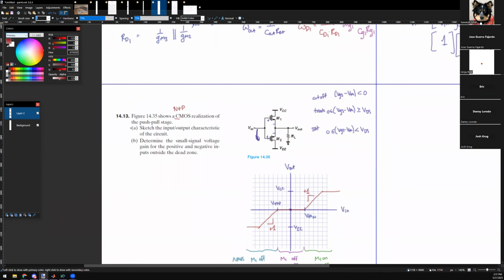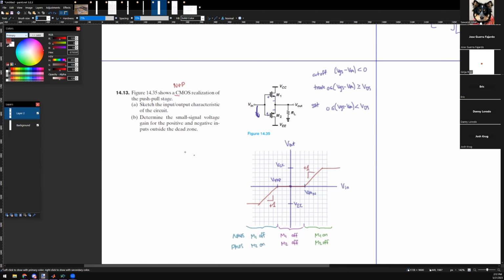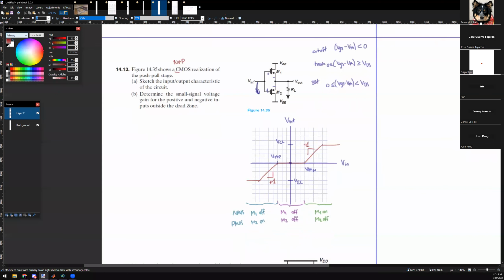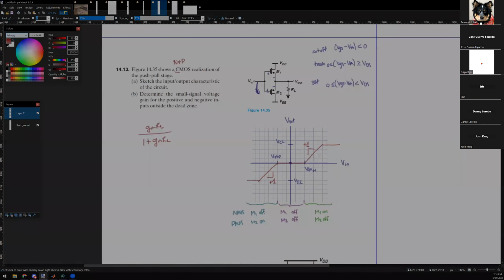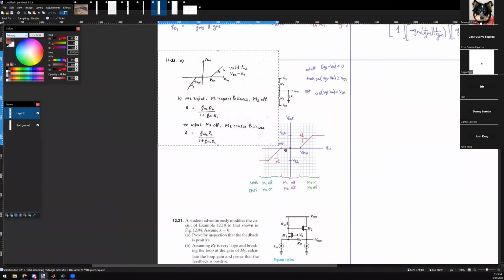Okay. Sketch the input output characteristics. Yes, this is it. And then determine the small signal voltage gain for the positive and negative inputs outside the dead zone. So this is obviously the dead zone where everything's off, and the gain is about 1. Technically, the gain is 1 plus GmRL over GmRL, so the gain is slightly less than 1.